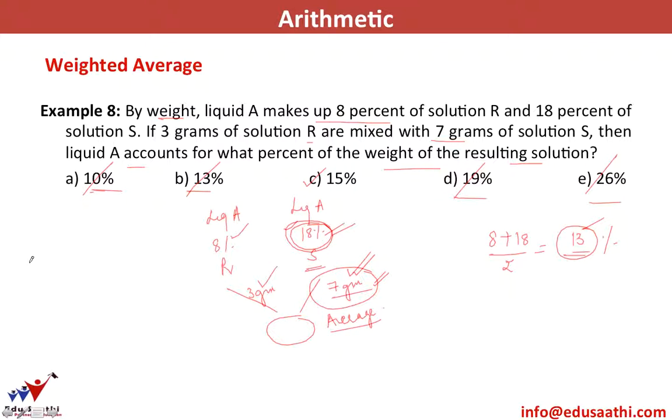However, if you want to try, I can just apply the formula: 3 into 8% plus 7 into 18% over 3 plus 7. So you just have to solve this out and you will get your answer. Right, so the answer that you are getting is 15%.